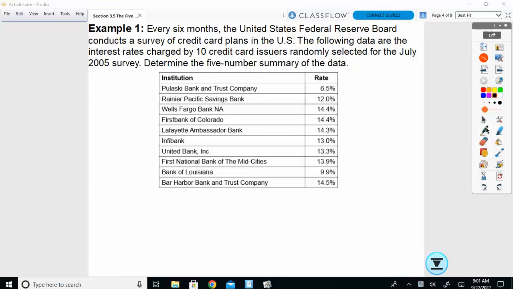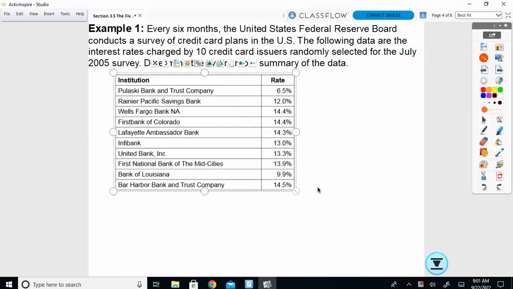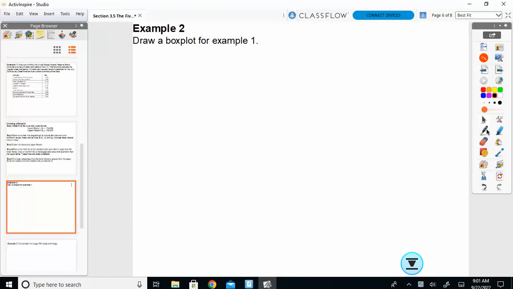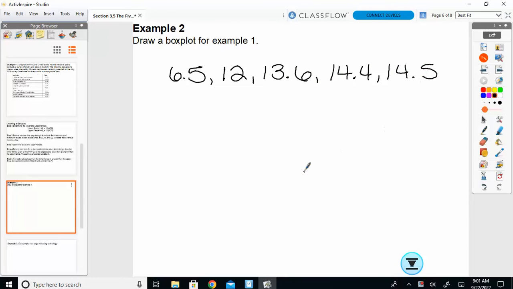So what I want to do now is draw a box plot for this information. We already found the 5-number summary for that example, right? Our minimum was 6.5, quartile 1 was 12, median or quartile 2, 13.6, quartile 3 was 14.4, and the max was 14.5. So that was from yesterday. All right, we need to check first if we have any outliers.